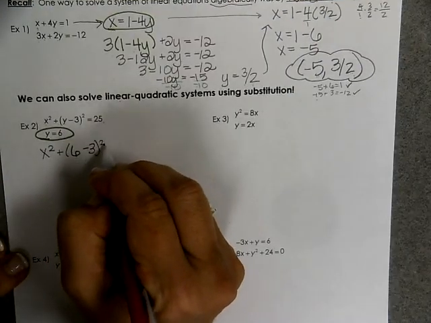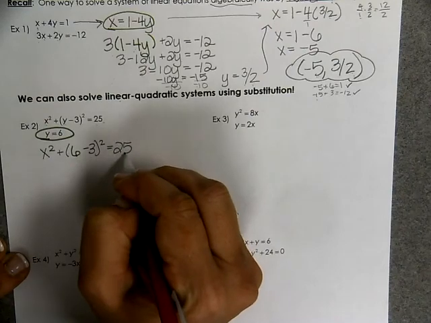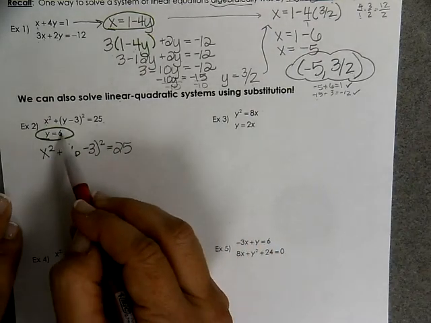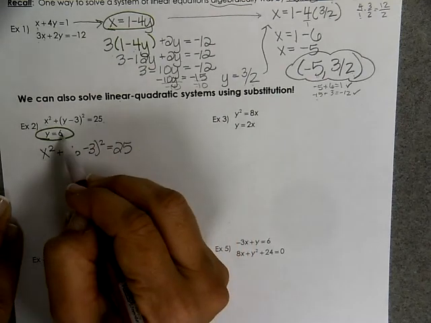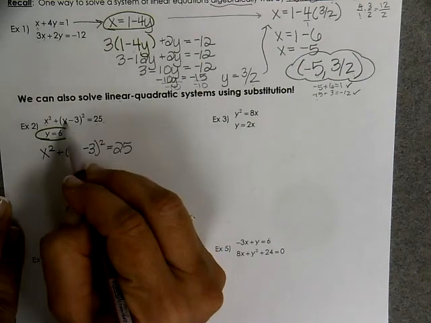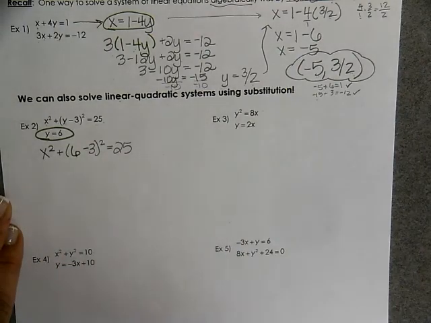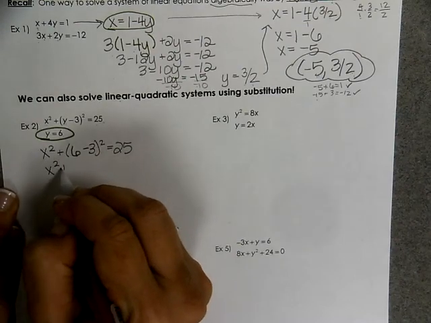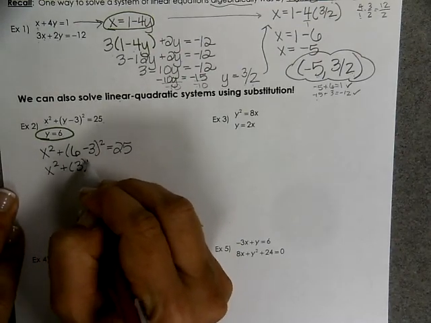Minus 3 squared equals 25. So again, I substituted. This time it was just a number. So I substituted that y value of 6 in place of the y in this equation. Well, now I can simplify to try to solve here.